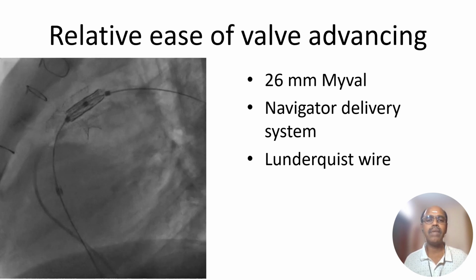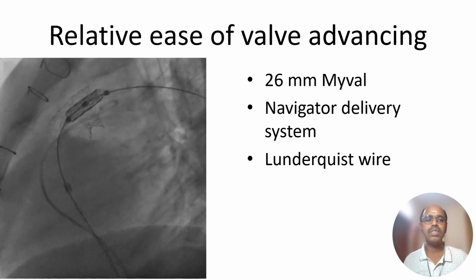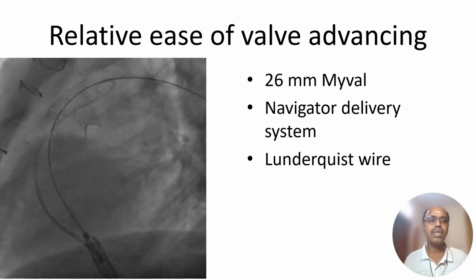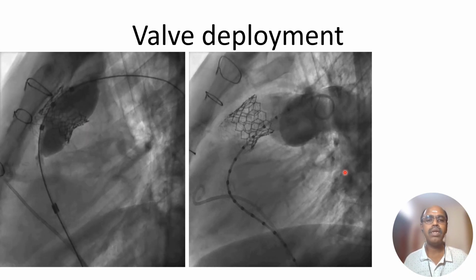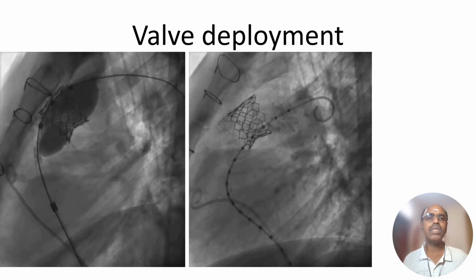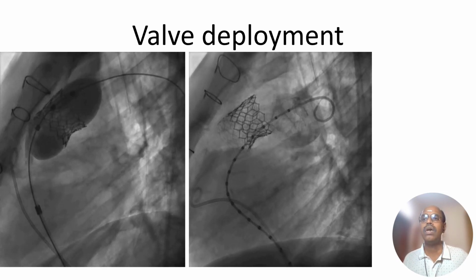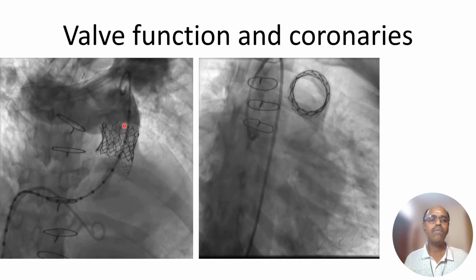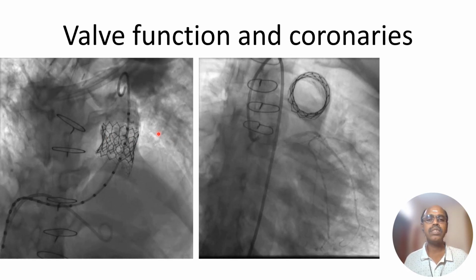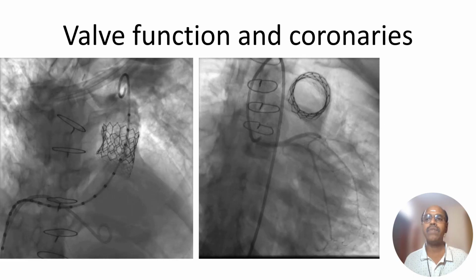This is a 26 millimeter MyVal through a Navigator delivery system on an Amplatz wire and is getting deployed. So this is the deployment and post-deployment. So this is an example of a non-stenotic regurgitant conduit. This is post-valve. Valve function is good and the coronary is also unaffected.